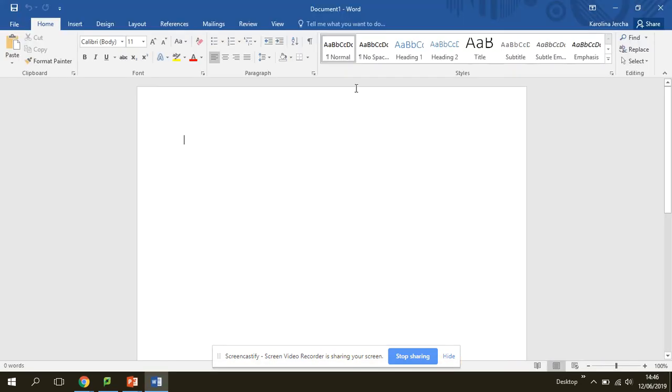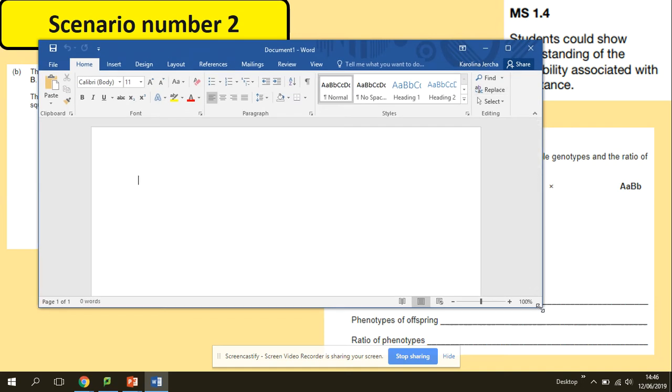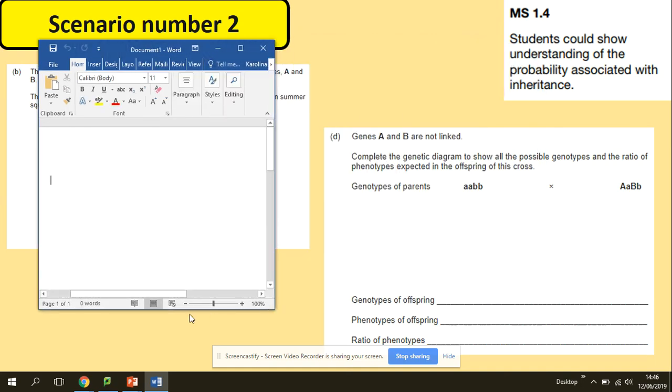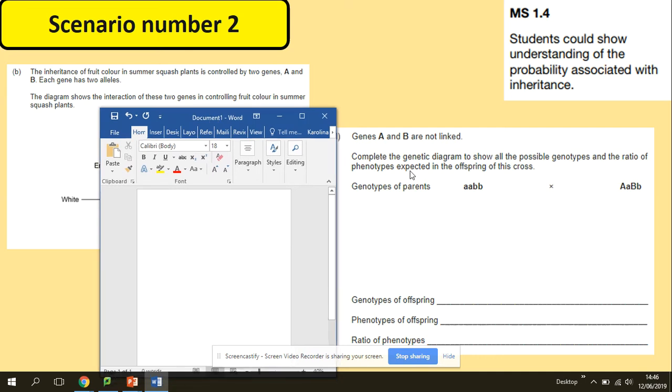Right, there we go, smaller. So that will be our working box here. Okay, so the gametes that will be produced by the first parent are only the recessive a and the recessive b.